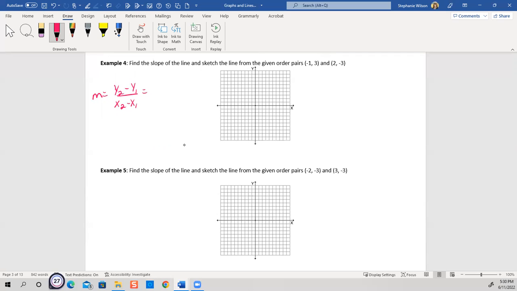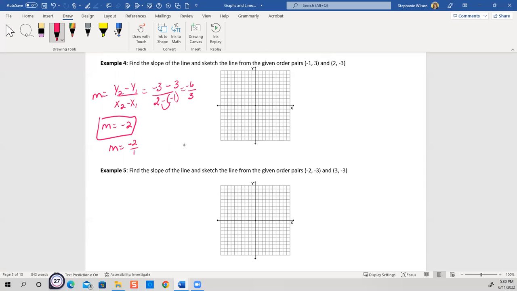I got my y2, which is -3, minus my y1, which is 3, divided by my x2, which is 2, minus my x1, which is 1. So I got -3 minus 3 is -6. I got negative times negative is positive. 2 plus 1 is 3. So my slope here is -2. That's my answer. I'm going to graph it though as -2 over 1 because the whole number is seen as over 1.